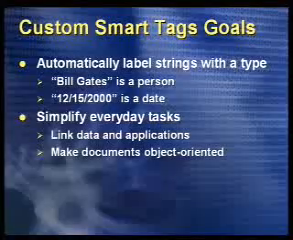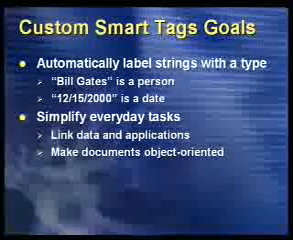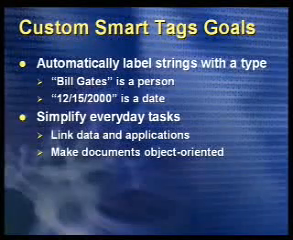So the goals for custom smart tags are really twofold. First of all, it's a mechanism for automatically labeling strings with a type. And the type in this case is information that relates to something a person would know about that string if they saw it in a document. So for example, when you're reading a mail message or a document and you see the name Bill Gates, the first thing you know about that string is that it is, in fact, a person's name. Bill Gates represents a person out in the world. And if you saw something like 12/15/2000, you as a person would know that that string represented a date.